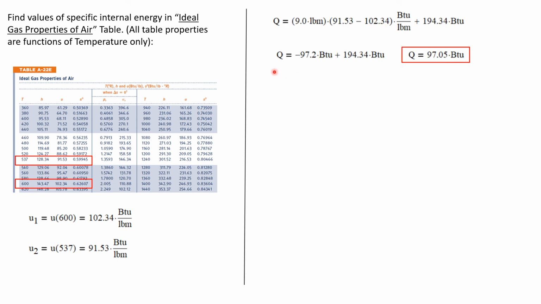Now I can solve the problem for the heat transfer. We said that Q was just the mass times the change in specific internal energy, the values I just got out of the table, plus the work term, which was given in the problem statement as 194.34 BTUs. And so I can calculate that the heat transfer is 97.05 BTUs.